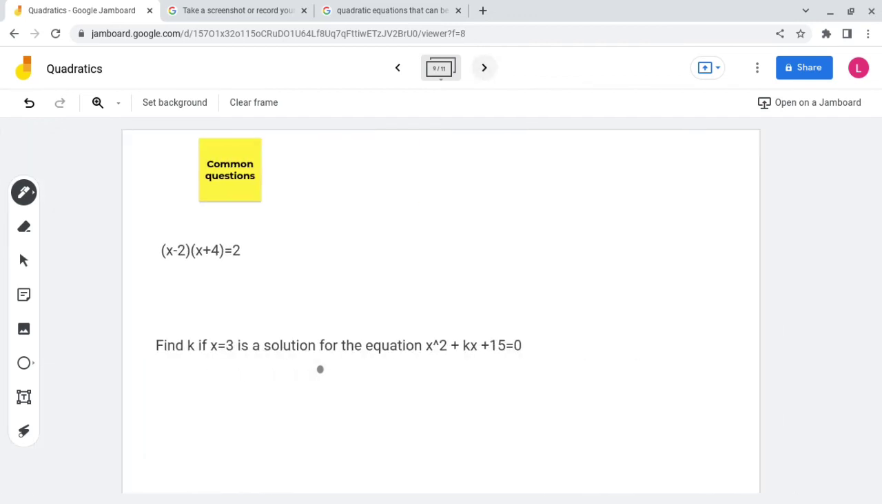So now we move on to the common questions, alright? So let's try solving these questions. Let's look at the first question. x minus 2 times x plus 4 equals 2, right? If you would be so naive to think that x minus 2 equals 2 or x plus 4 equals 2, well, you take a fat L like this one on the top right. You take a big fat L because that's wrong. And you know what you have to do?